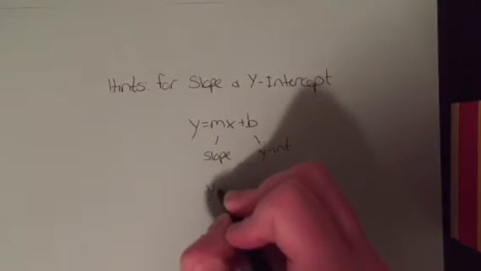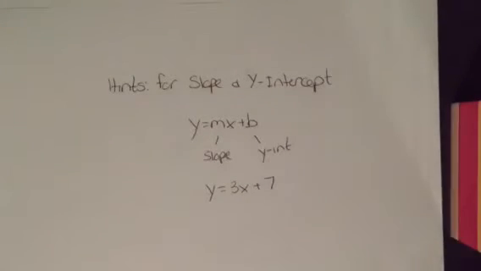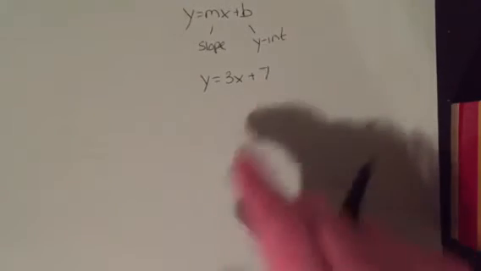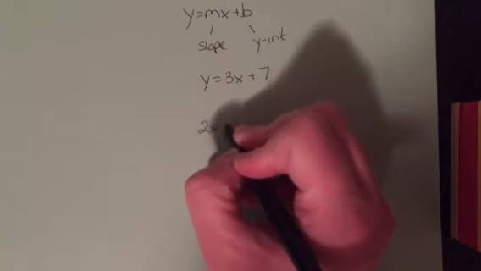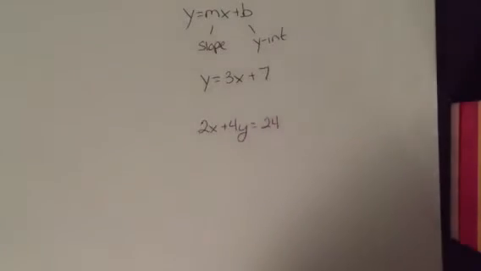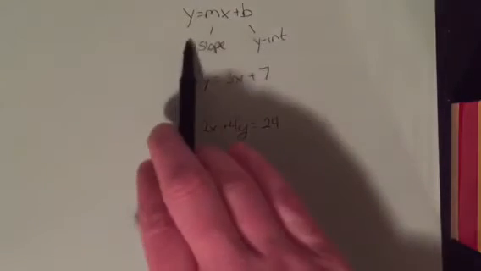So if I just have a problem like y equals 3x plus 7, I can right away say that my slope is 3, my y-intercept is 7, and I can graph it. I start at 7, I go up 3 every one day. Now, sometimes we get equations that don't look like that. If I gave you the equation 2x plus 4y equals 24, right there, I can't find the slope and y-intercept because, at least in this format, it doesn't look like this.